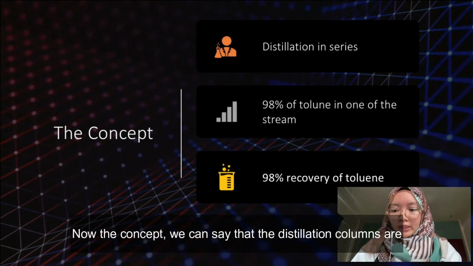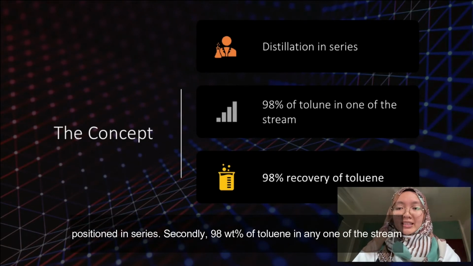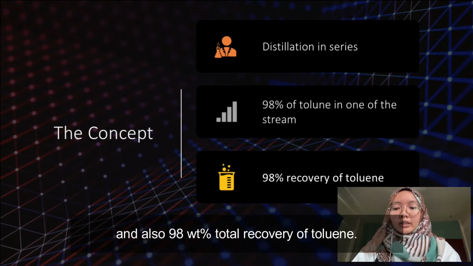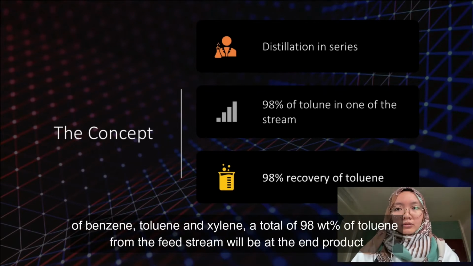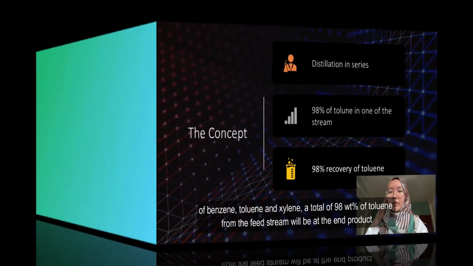Now the concept: we can say that the distillation columns are positioned in series. Secondly, 98 weight % of toluene in any one of the streams, and also 98 weight % total recovery of toluene. This means that based on the feed stream that consists of benzene, toluene and xylene, a total of 98 weight % of toluene from the feed stream will be in the end product.